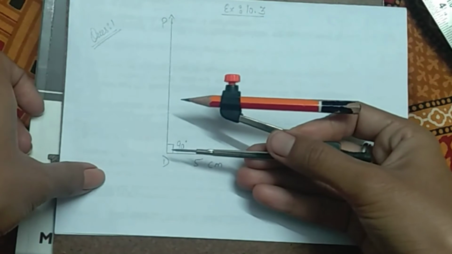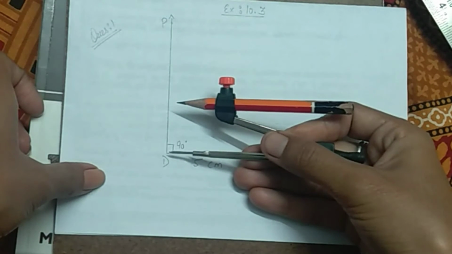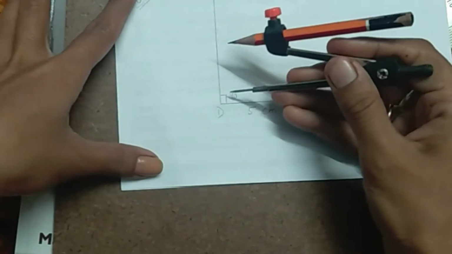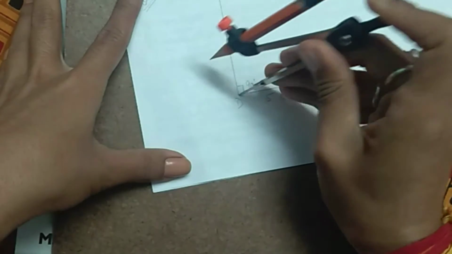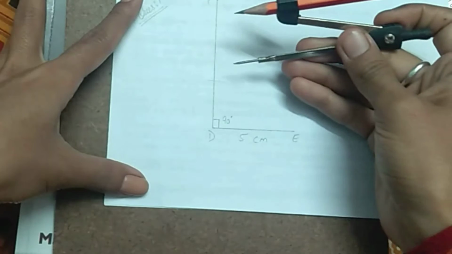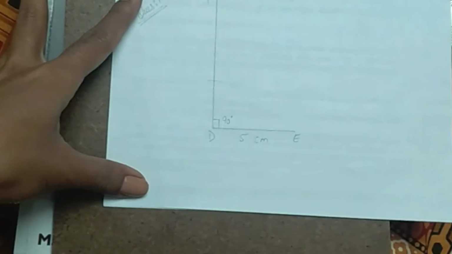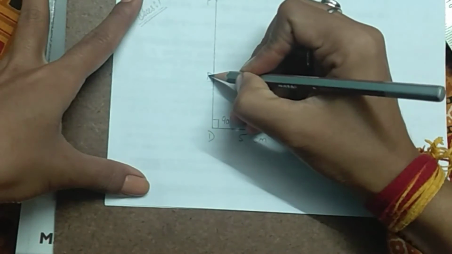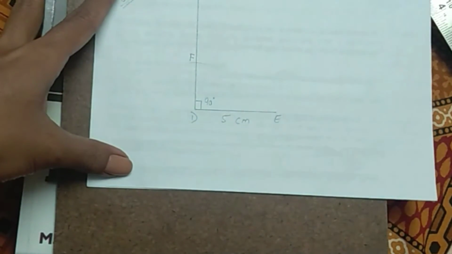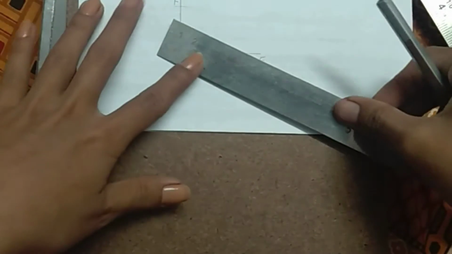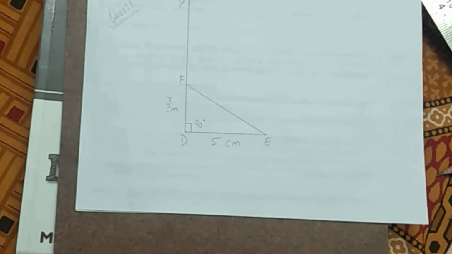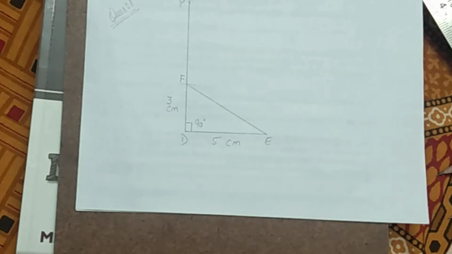Now I will take D as center and mark an arc of 3 centimeter on PD. Now where this arc will cut PD, this will be our point F. Now what we have to do? We have to join E and F to have the required triangle. Now this is our required triangle, triangle DEF.